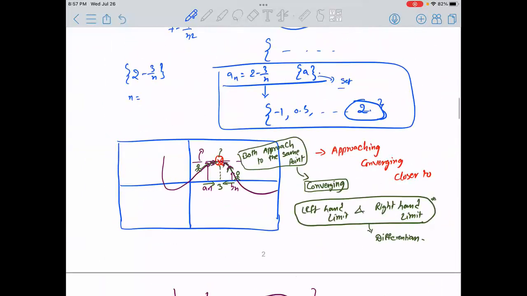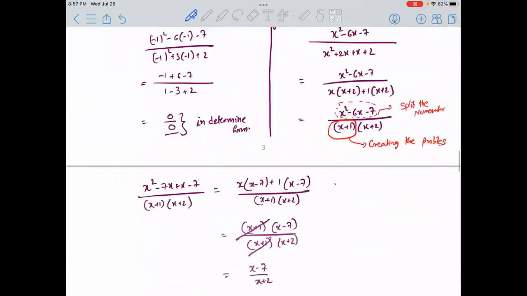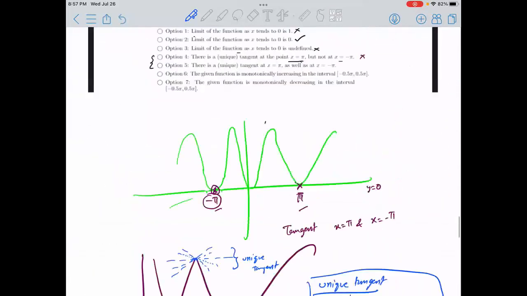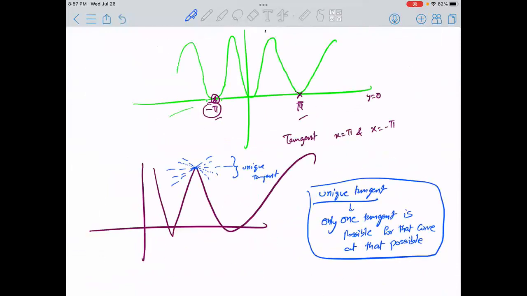Here you can draw a unique tangent because the right hand side and left hand side are approaching the same point. Here you can't draw a unique tangent because the right hand side and left hand side are not approaching the same point.